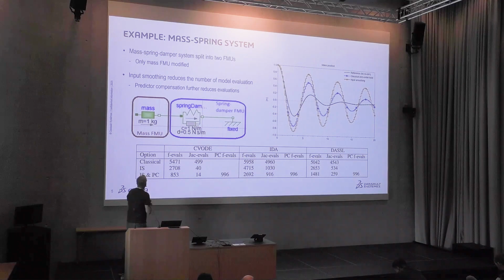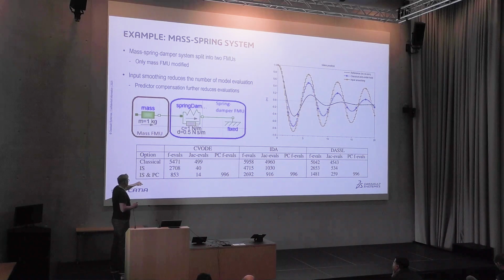This is a mass spring model split into two FMUs, and they are co-simulated. Only the mass FMU has states, so position and velocity. And in the mass FMU, we might use input smoothing and predictor compensation. And we have some statistics here for different solvers.